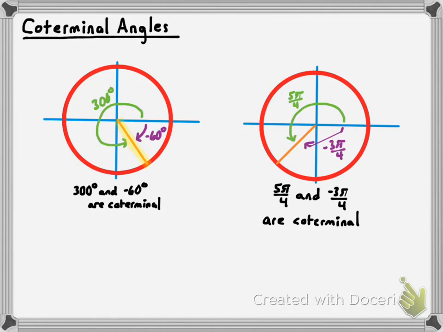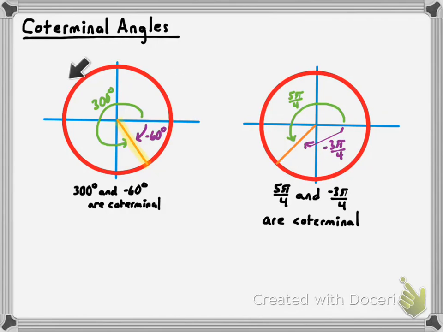Now, we need some logic to figure out the relationship between the measures of two angles that are coterminal. Alright, and here's what it is. Let's say that I wanted to find a third angle that was coterminal with either 300 degrees or negative 60 degrees. Well, it's got to finish in the exact same spot. And so what I've got to figure out is how many degrees apart two coterminal angles are.